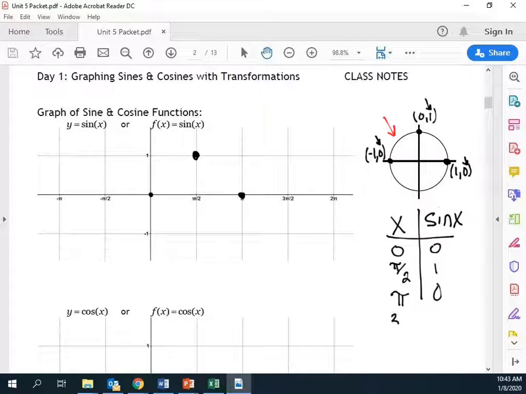Still going around the circle, the next thing we get up to is 3 pi over 2. What are the coordinates for 3 pi over 2? 0, -1. So the sine of 3 pi over 2 is -1. Let's graph those coordinates. And then finally, let's end up back where we started. Remember, 2 pi is one full circle around. We go back to where we started. What is the value that we first started with? 0.